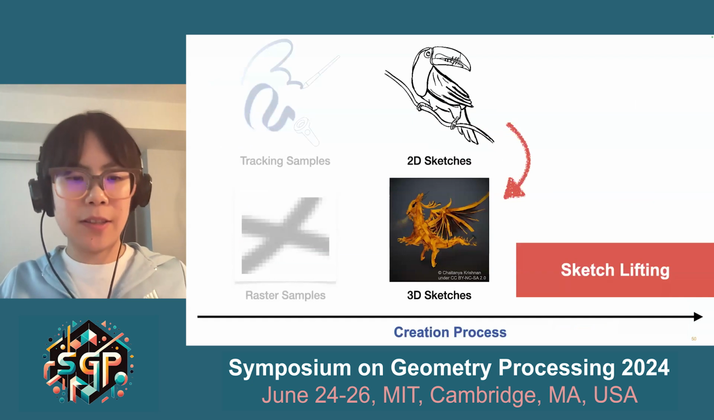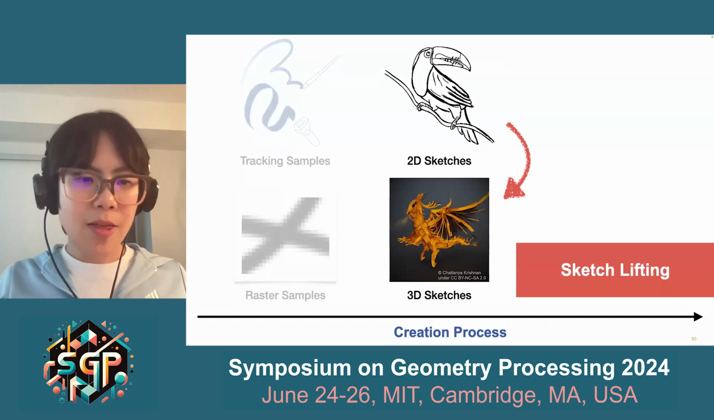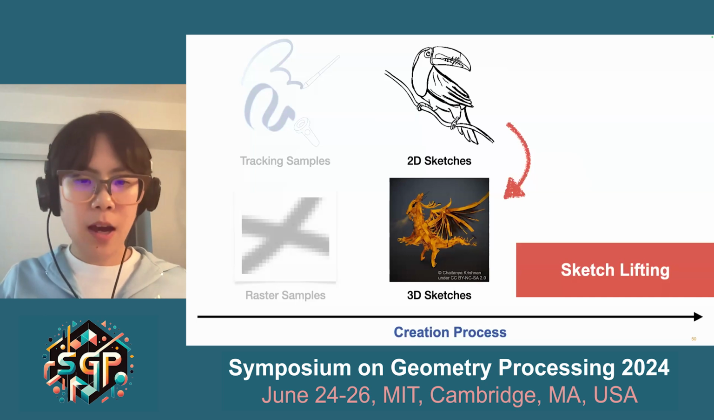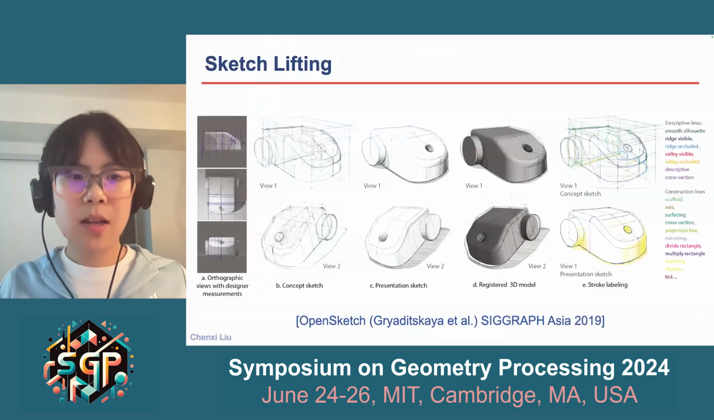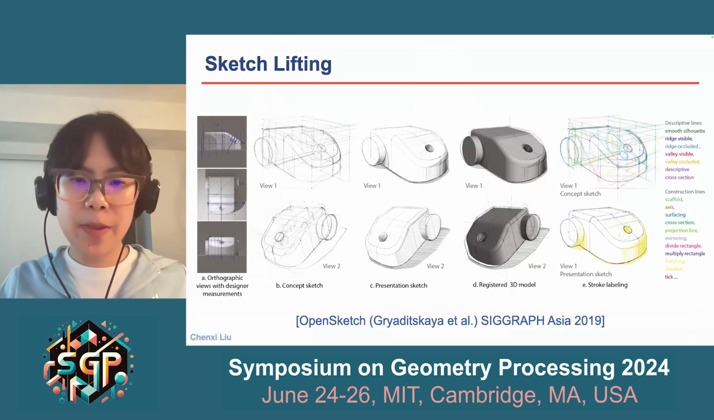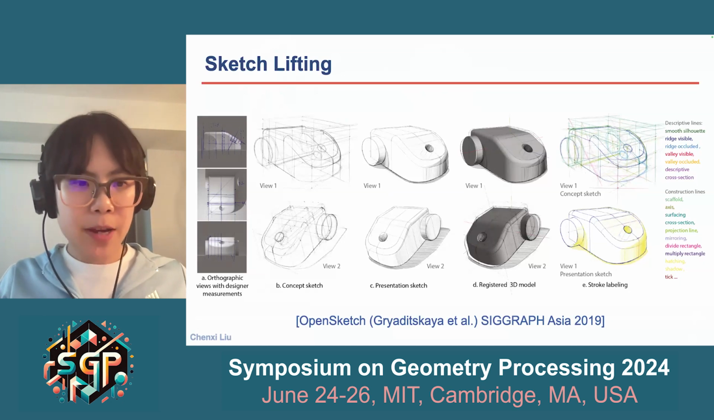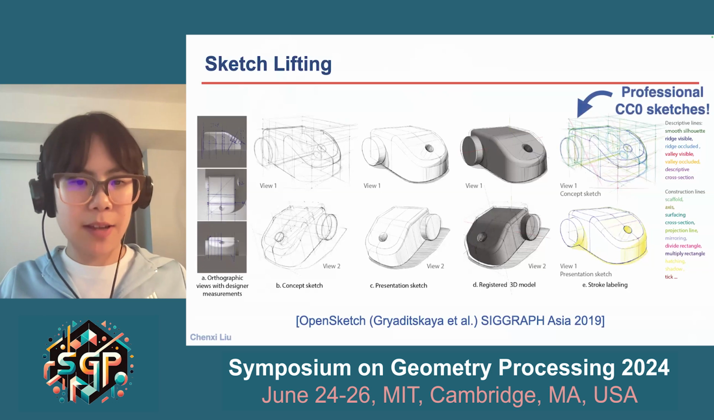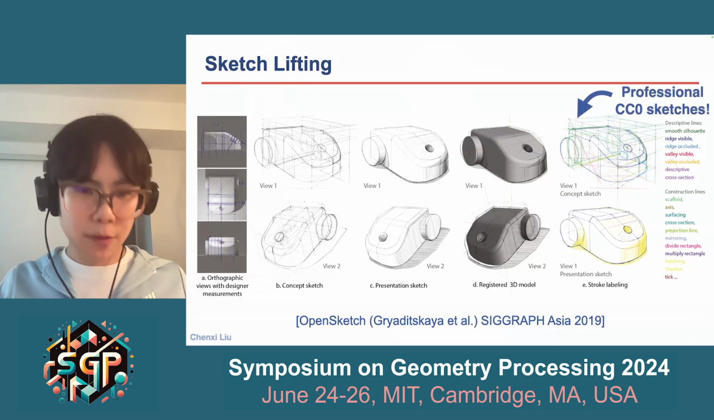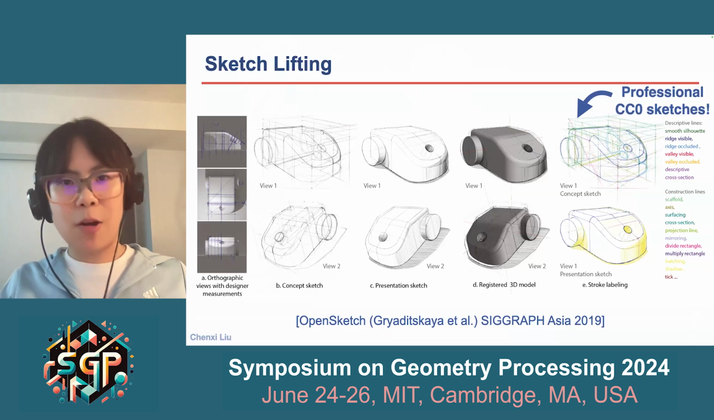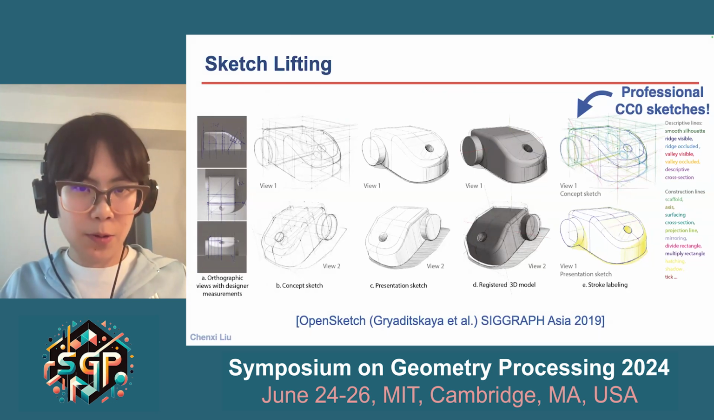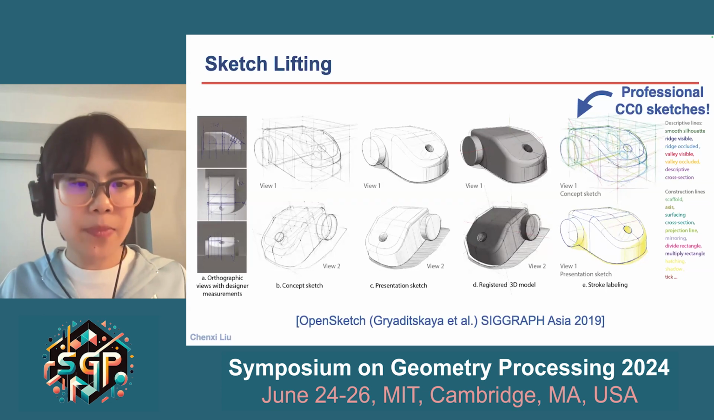The next topic is lifting 2D sketches to 3D. This is a challenging ill-conditioned problem, and we are only going to cover the methods for CAD-related applications today. Our recent return to this topic started with this dataset paper, the OpenSketch. This paper contains professionally created industrial design sketches. They are in vector format. They have rich annotations we can see on the right, and they are all under CC0 license. So those are very good, high quality data.